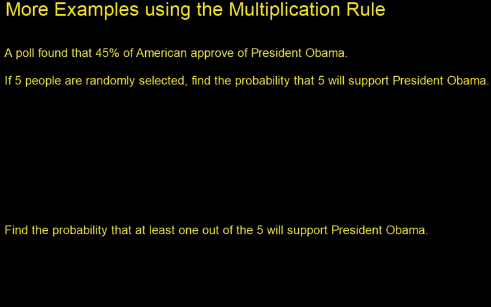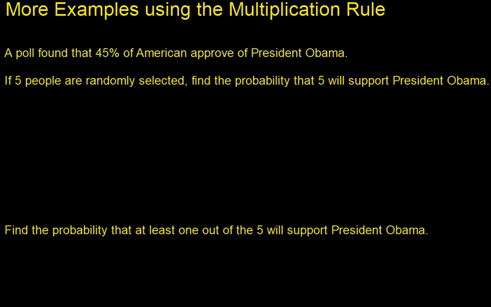In this video, we're going to discuss some more examples using the multiplication rule. Alright, so let's go ahead and get started on these examples. We have a poll that found 45% of Americans approve of President Obama. 5 people are randomly selected. Find the probability that 5 will support President Obama.